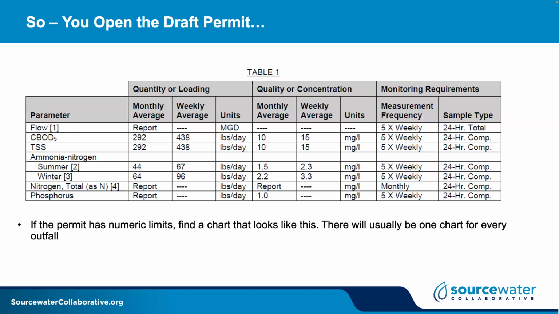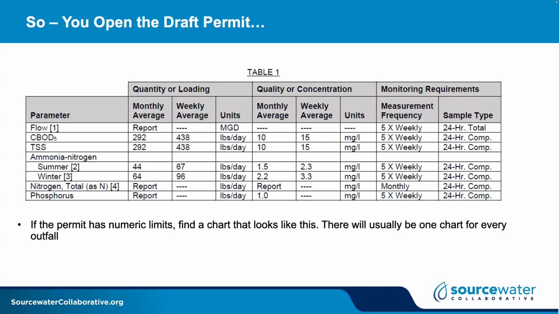So you open the draft permit, and assuming it's a permit with numeric limits, as I'll talk about in a second, not all permits have numeric limits, but let's say yours does. What do you look for? First thing you want to look for is the chart of those limits.